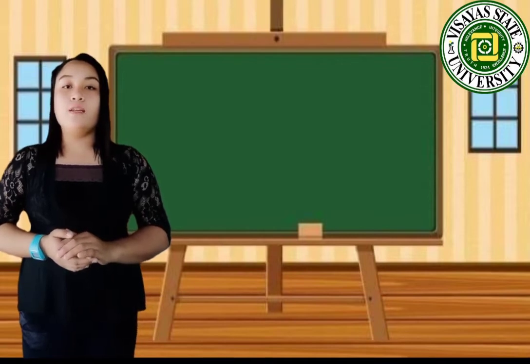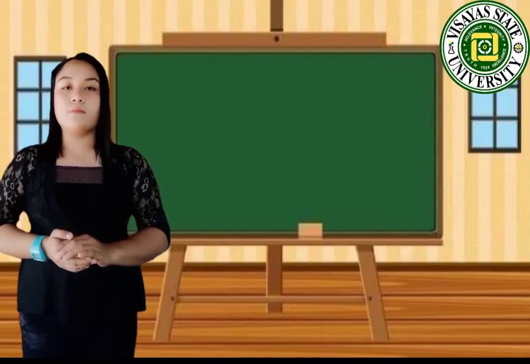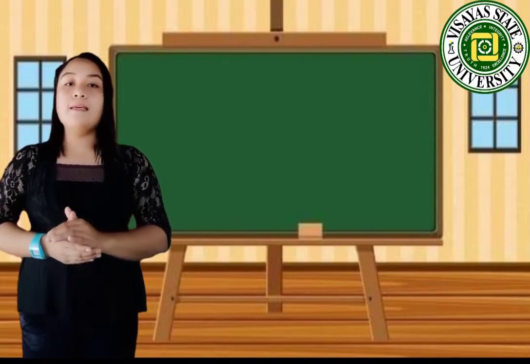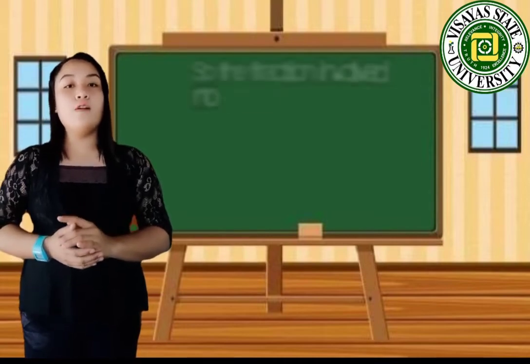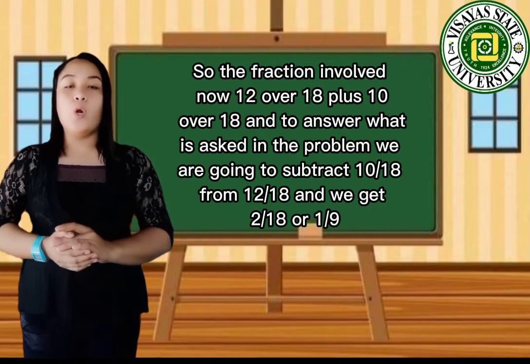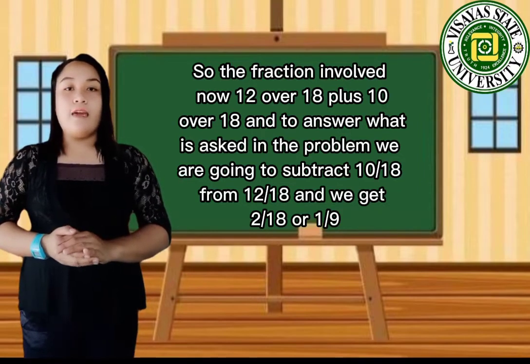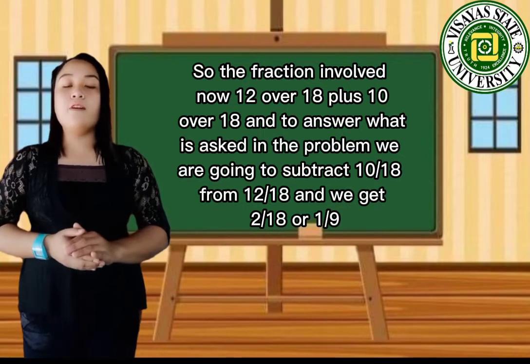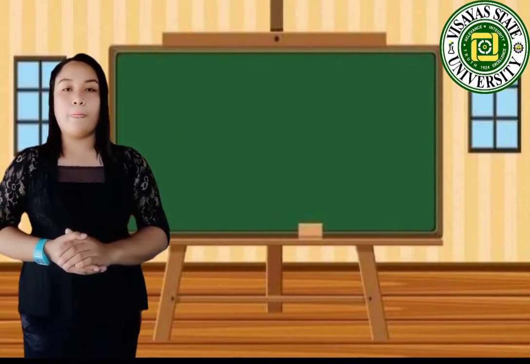Like adding fractions with dissimilar denominators, we need to find the LCD to rename these fractions, allowing us to proceed in subtraction. So what is the LCD of 6 and 9? So the fractions involved now are 12/18 and 10/18, and to answer what is asked in the problem, we subtract 10/18 from 12/18 and we get 2/18 or 1/9.